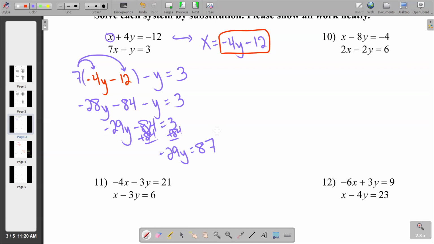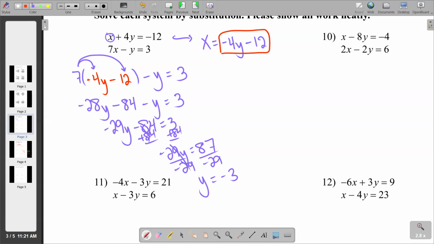Divide both sides by -29. That is much better. Very good. Divide by the -29. And then you don't need a calculator because you got me here. It's going to be -3. Now, that's really fine and good, Mia.